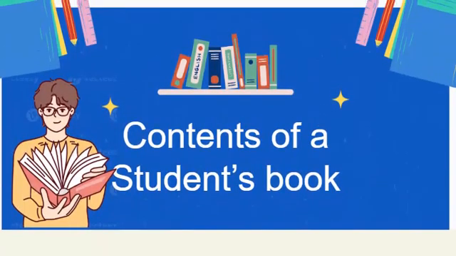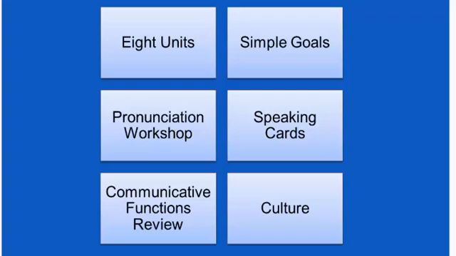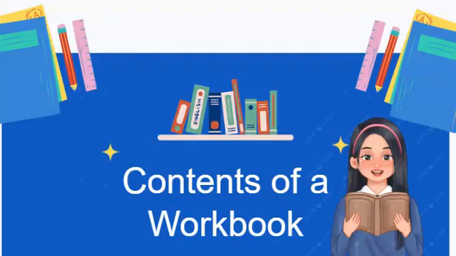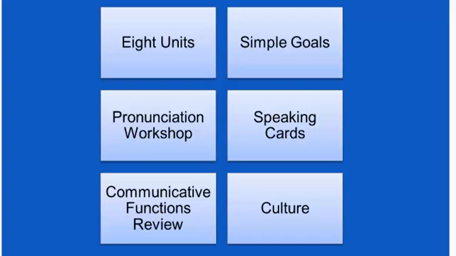But what are the contents of a student book? This is very important. Please pay attention to this part. The contents of the student book. We have 8 units in all the levels. We have simple goals, pronunciation, workshop, speaking. Okay, all of these things are applied in different ways in the units.